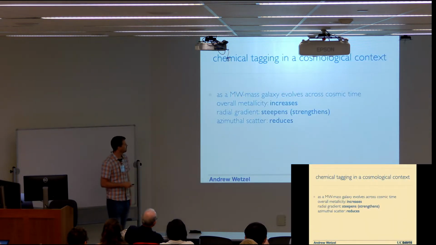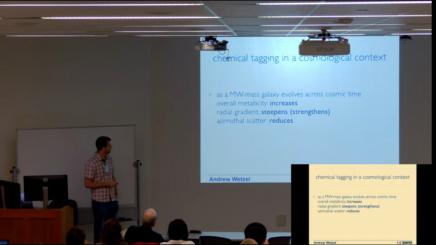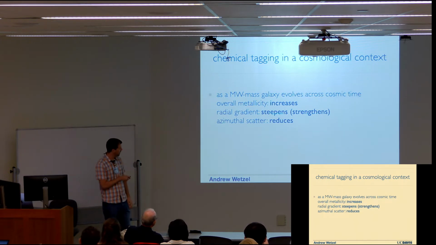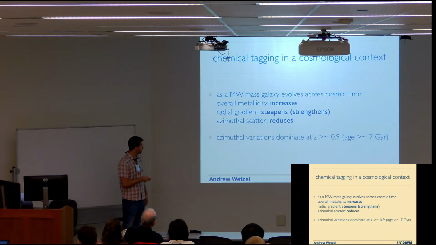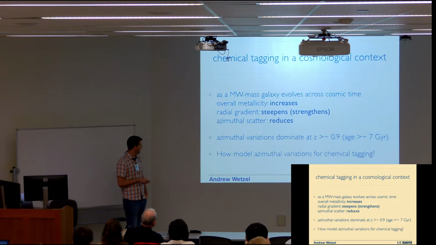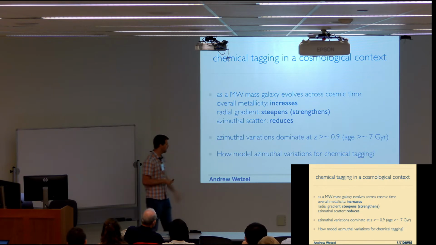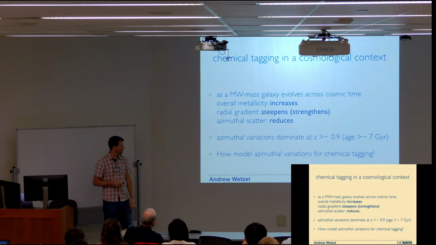And so before I move on, just as a summary of what I just said: the overall metallicity increases over the course of time, as you expect. The radial gradient steepens over time, but the azimuthal scatter reduces, and there's a competition between these. And so in our Milky Way simulations, before about redshift 1, it's the azimuthal variations that are dominant. And I think there's a lot more work that needs to go into the Milky Way community of how to deal with these azimuthal variations, and if we can even model them at a level that allows us to use chemical tagging at this early time to understand where the stars were forming.